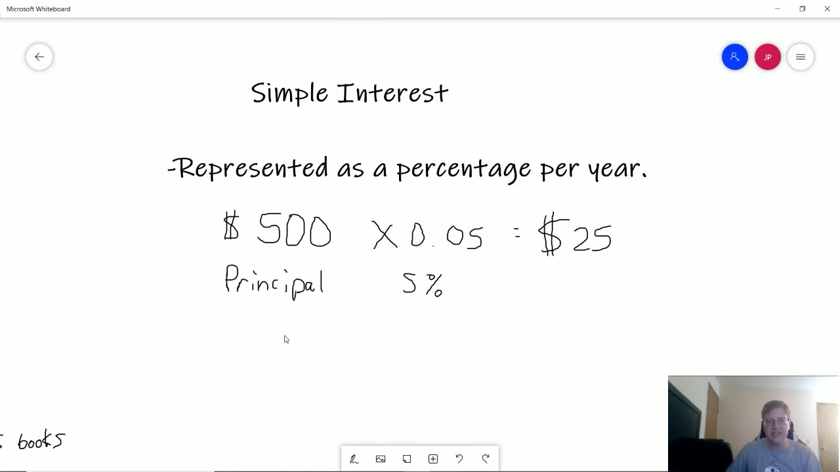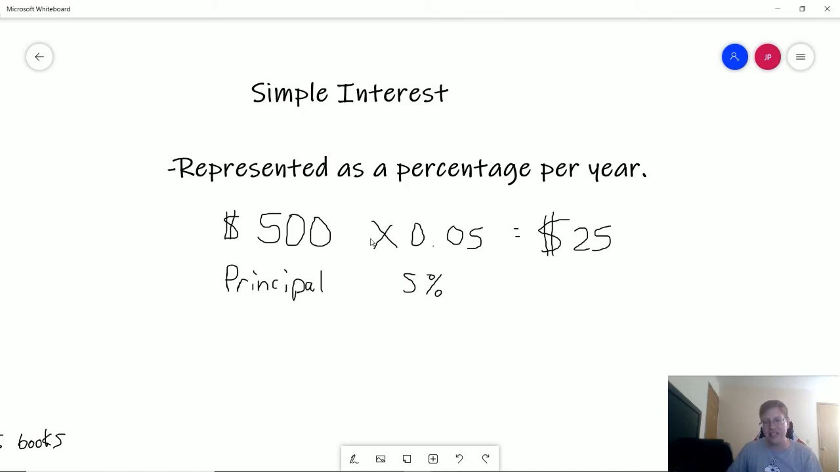And so let's say that I am borrowing $500 and that is going to be my principal. My interest rate per year, because we're working with simple interest, would be 5%. And so I could multiply 500 times 0.05 to get the amount that the interest would be each year. And so that is a type of problem that you would do. And that should give us $25.